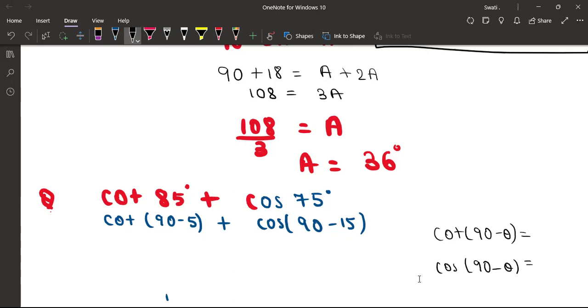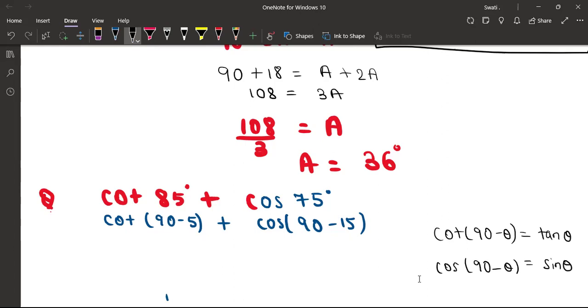Was it not cot(90 - theta) = tan theta? Yes. Right? Okay. And what is cos(90 - theta)? Cos(90 - theta) was it not sin theta? Yes. It's sin theta, right?